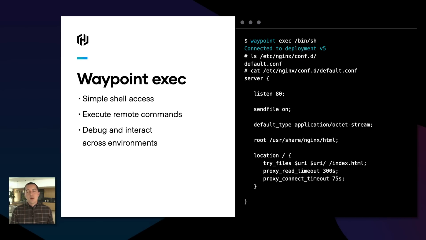And Waypoint Exec works across any platform you're deploying to. So we know tools like Kubernetes provide a similar exec style functionality on its own, but you can also use Waypoint Exec with Google Cloud Run, EC2 instances, and anything else that Waypoint supports. And it's the same experience across all of those. And so this gives you a great tool to make sure that your deployments are actually working.